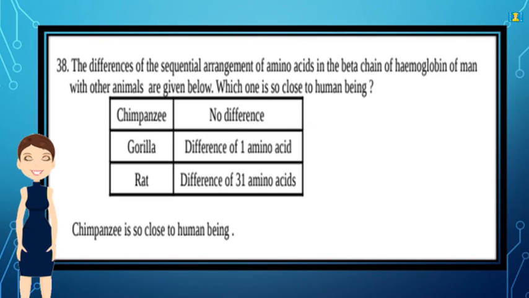The differences of the sequential arrangement of amino acids in the beta chain of hemoglobin of man with other animals are given below. Which one is so close to human being? Chimpanzee, no differences. Gorilla, difference of 1 amino acid. Rat, difference of 31 amino acids. Chimpanzee is so close to human being.